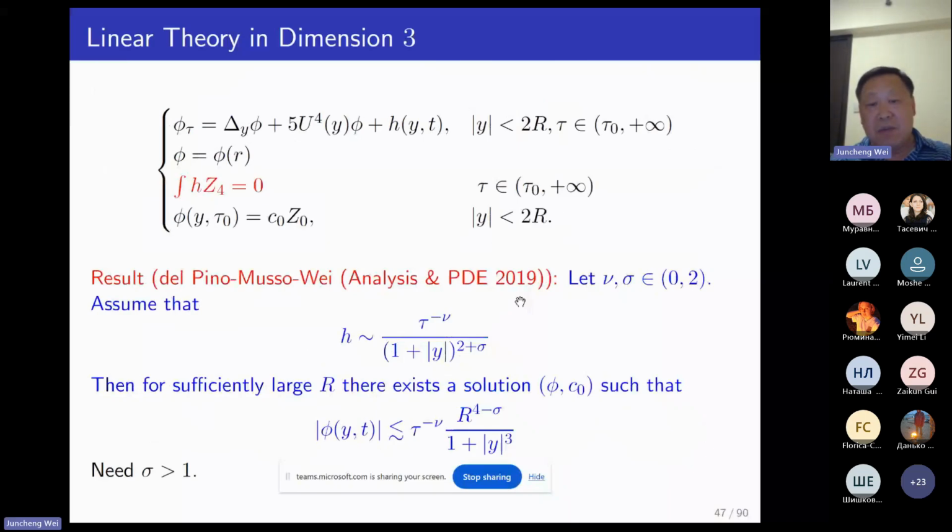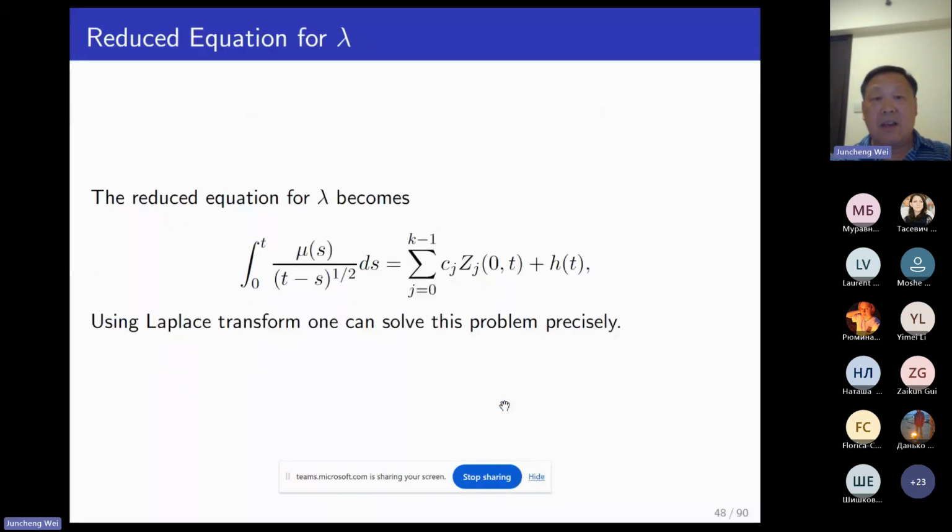And for the linear theory, you lose r to the 4 minus sigma. The reduced problem is again non-local, and for this kind of problem you can use the Laplace transform to solve. So I will not discuss this now.